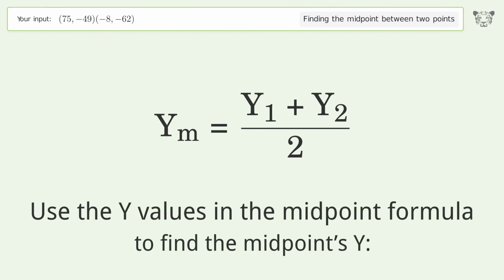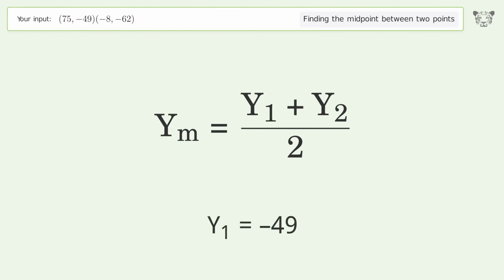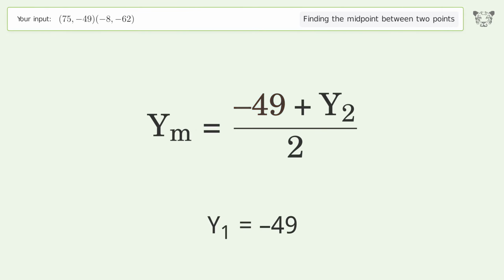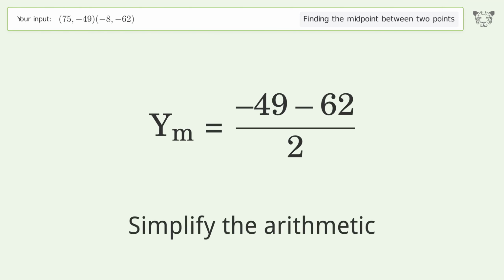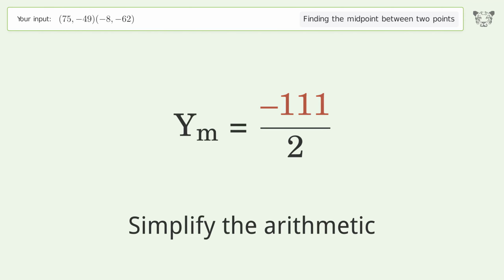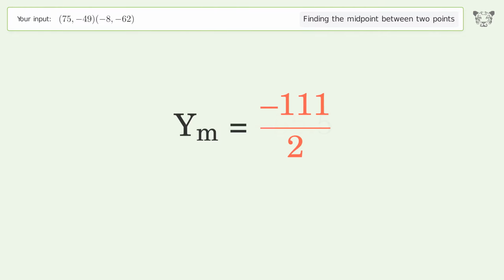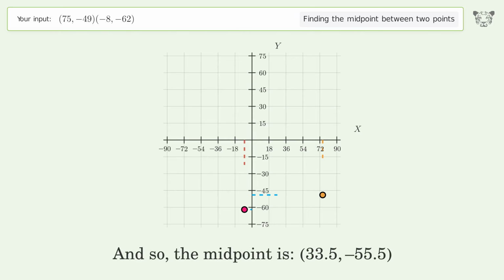Use the y values in the midpoint formula to find the midpoint's y. y1 equals negative 49. y2 equals negative 62. Simplify the arithmetic. And so, the midpoint is 33.5, negative 55.5.